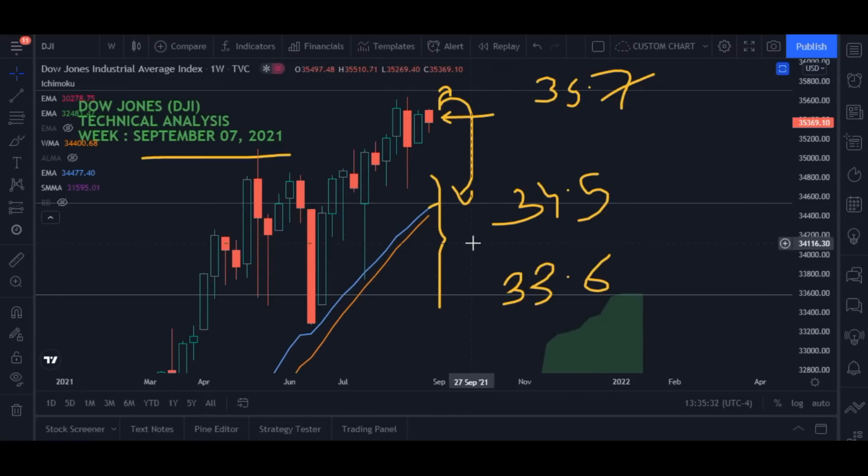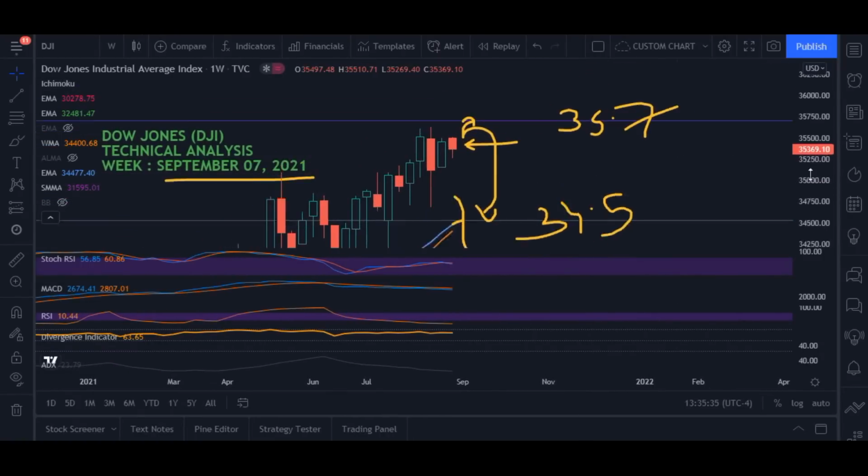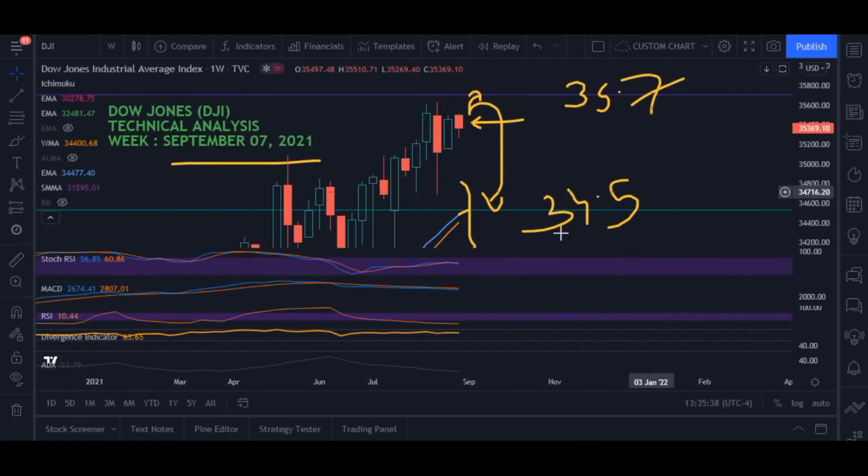Now if we talk about some other indicators, here we have the Stochastic RSI. Stochastic RSI is bearish on the weekly chart. This is another signal saying that the market may be in a bull trend, but it is weak. Last week I also told you that the market is in a weak bull trend. Now it is clear that the market is in a weak bull trend, and it may come to the bearish territory anytime, within this week or within next week.